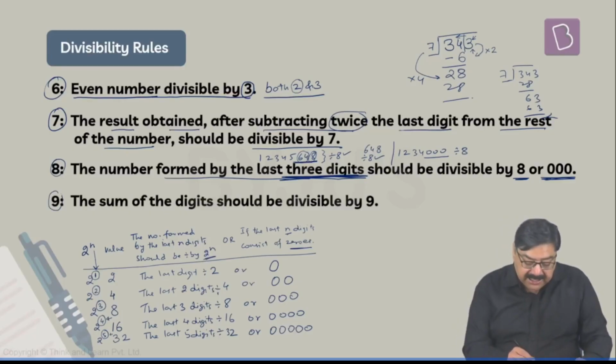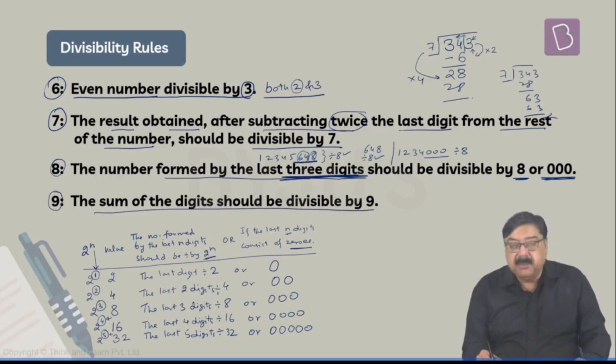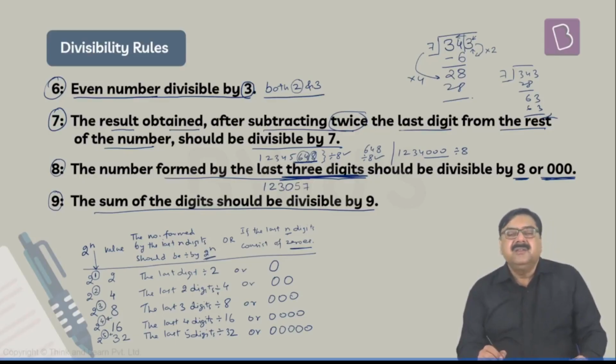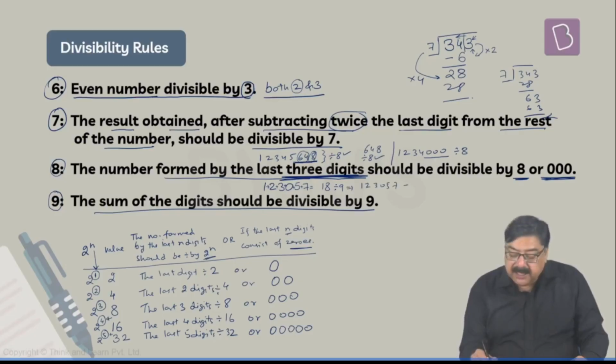That is now 9. The sum of the digits should be divisible by 9. So if you have a number 1, 2, 3, 0, 5, 7, is it divisible by 9? So add these digits. 1 plus 2 is 3, plus 3 is 6, plus 0 is 6, plus 5 is 11, 11 plus 7 is 18. Now since 18 is divisible by 9, this complete number will be divisible by 9.